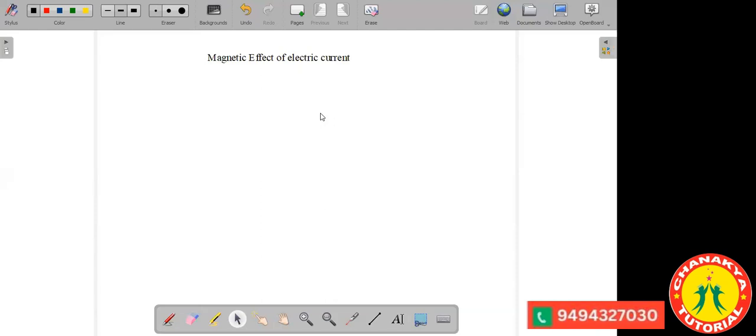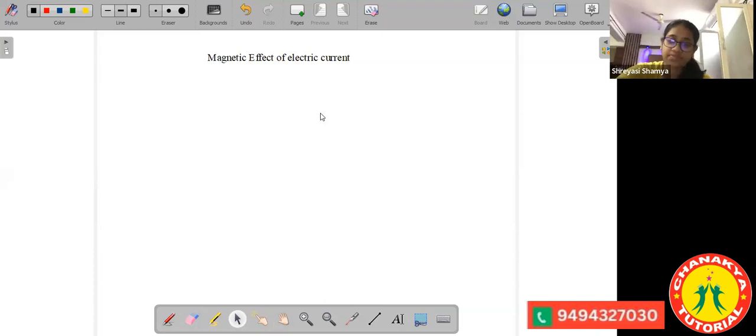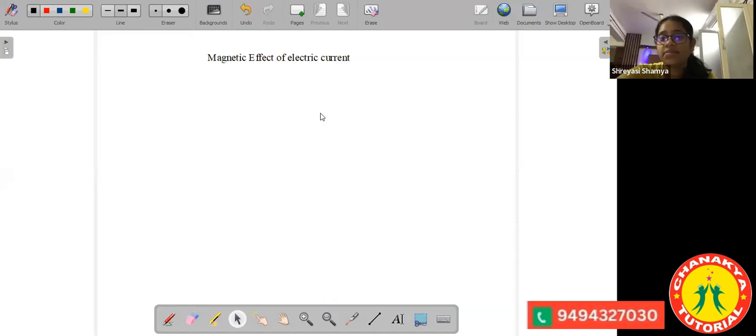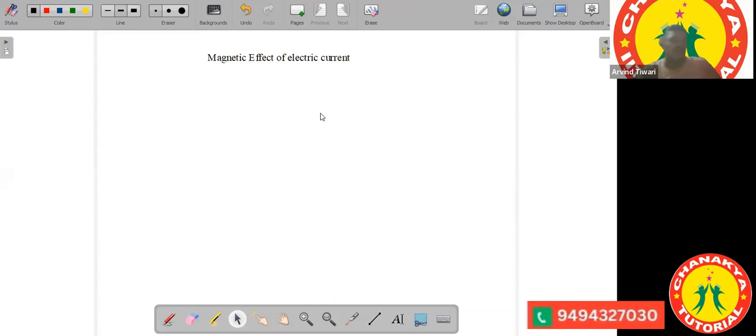Shreyasi, is the magnetic field a scalar quantity or a vector quantity? It is a vector quantity, sir. Yes, it has both magnitude and direction. Can the magnetic field lines originate from one point and end at another point?